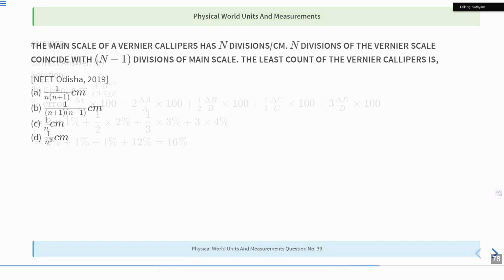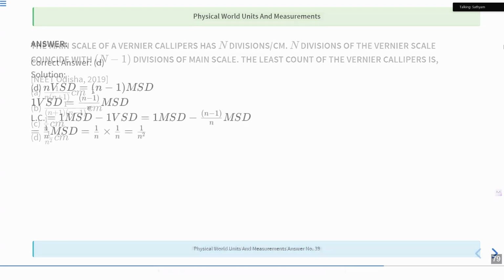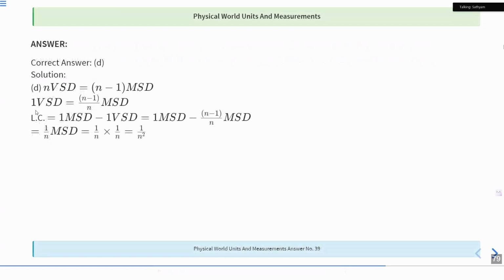The main scale of a vernier caliper has n divisions per centimeter. N divisions of the vernier scale coincide with n minus 1 divisions. Then the least count, you should know the formula of least count. So n into VSD is equal to n minus 1 into MSD. So 1 VSD is n minus 1 by n. What is least count? 1 MSD minus 1 VSD. That's all. You just need to apply this formula. All right, I hope it's clear. Fine.